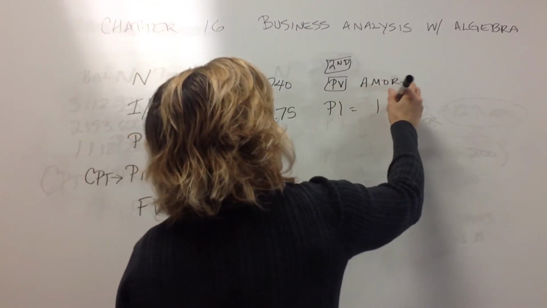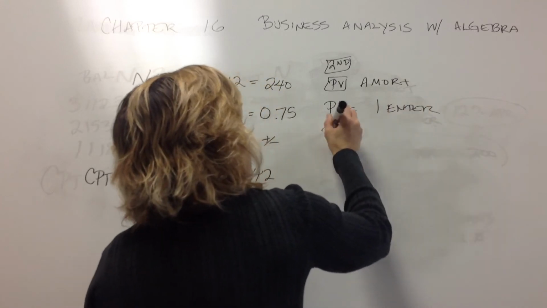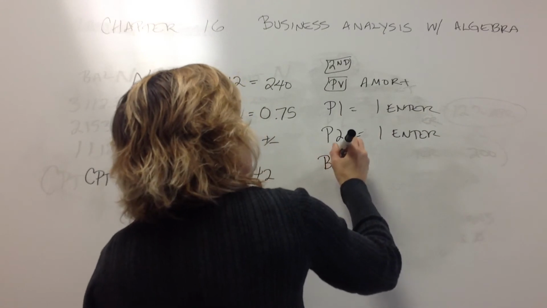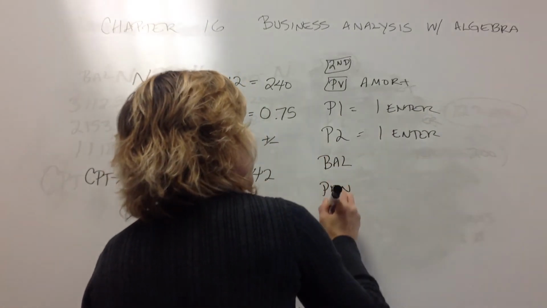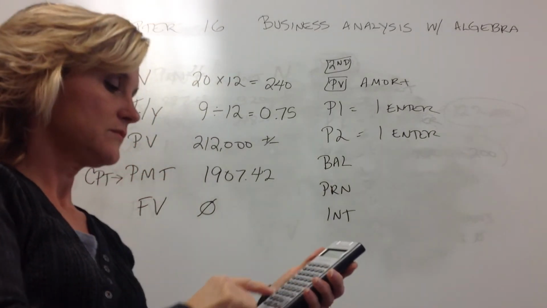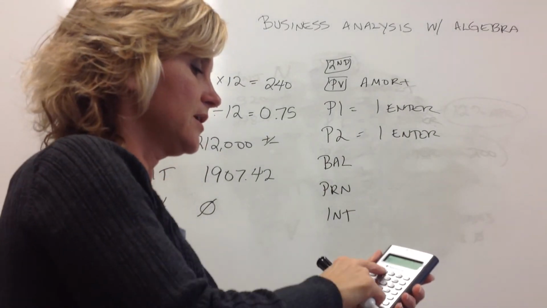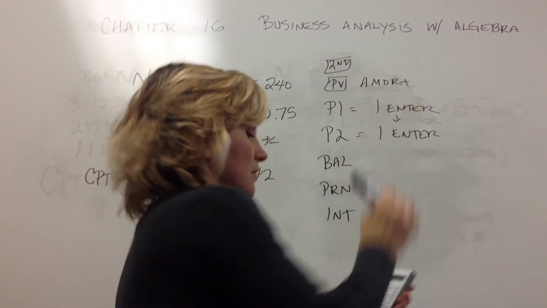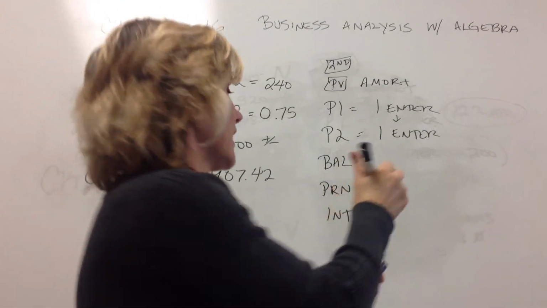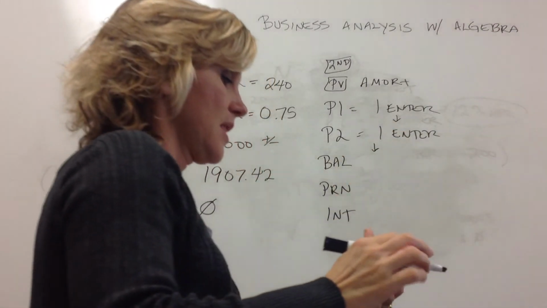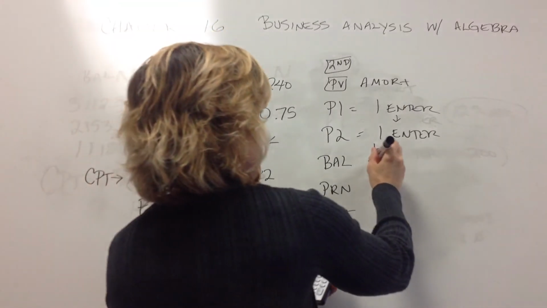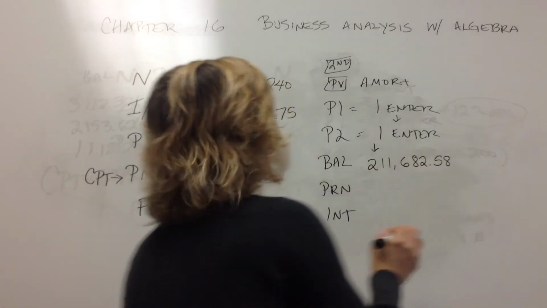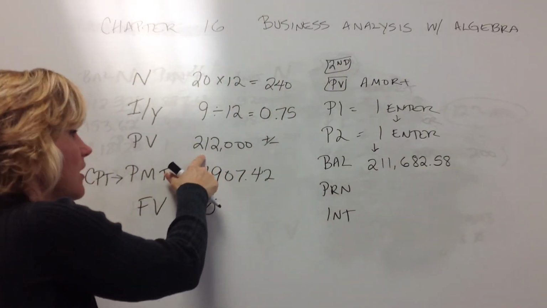So we're going to make our P1 equal to 1 and push enter, and our P2 equal to 1 and push enter, and then we'll see what comes up on these fields. So P1, push 1, push enter, arrow down to P2, push 1, push enter, arrow down again. And then my balance is $211,682.58.